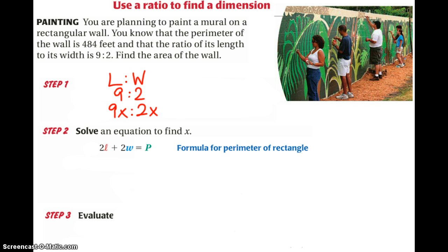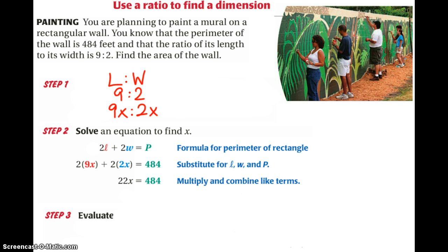So make sure you know the perimeter formula. Twice the length plus twice the width is the perimeter. And then we're going to substitute in our length and our width and our perimeter. Once we have our known values, we're going to multiply and combine like terms and then divide to get 22.